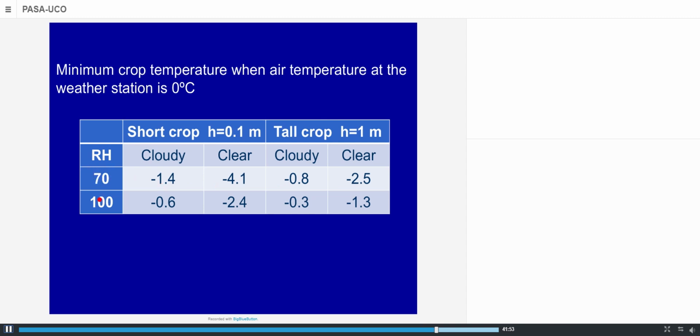If the conditions are of higher humidity, the drop in temperature would not be that important. It would be -2.4 for a short crop and -1.3 for a tall crop. This is only an example. It doesn't mean that you would always see something like this, but it is indicative of the differences in temperature that we would find between the air temperature that you measure at the weather station and the crop temperature that you measure in the field.